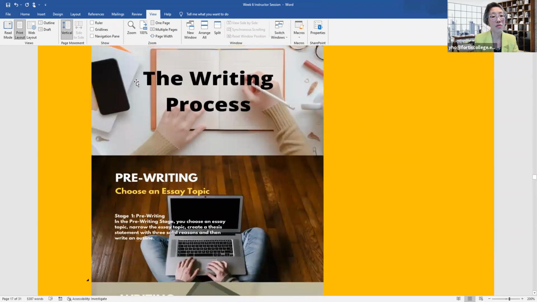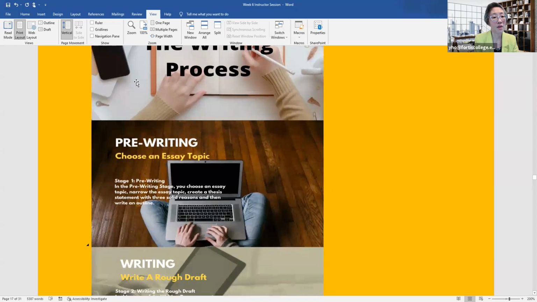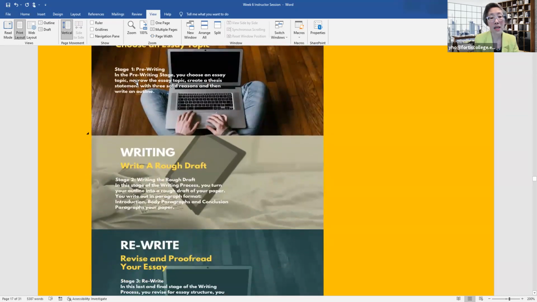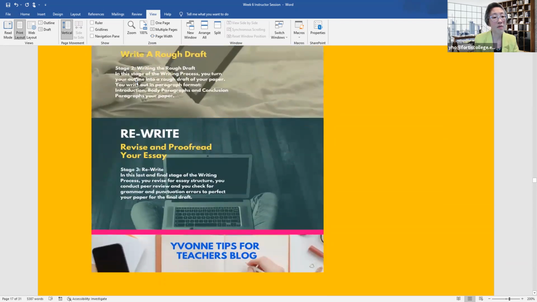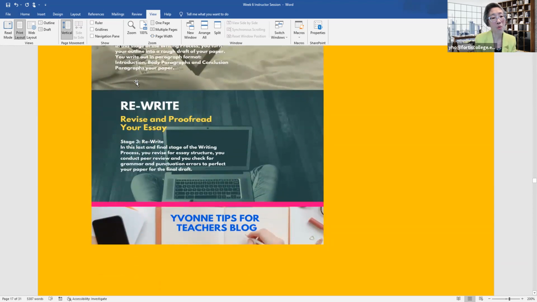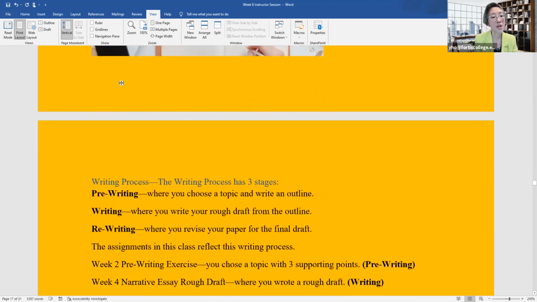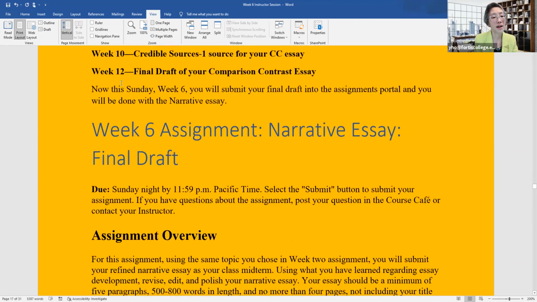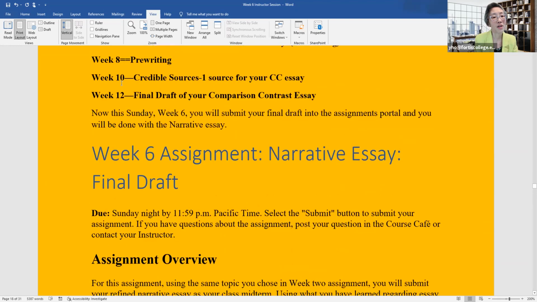And so we've gone through the writing process. We've done the pre-writing, where we chose the essay topic. Writing is when we do the rough draft. Rewriting is when we proofread our paper. And so right now, we're in the rewriting stage of our essay. How are you doing in your essay writing, Gail? On your week 6 final draft?